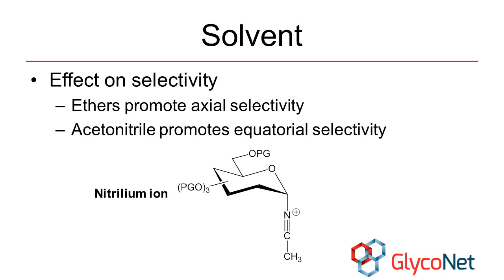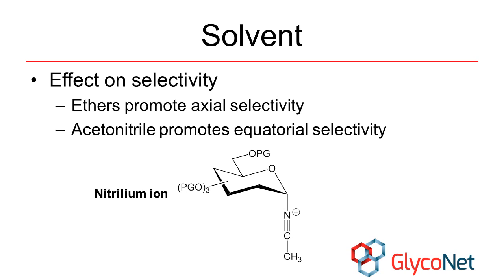Glycosylations are most often carried out in a moderately polar aprotic solvent, which helps to stabilize charged intermediates. The choice of solvent can affect the selectivity of the reaction. For instance, using an ether as the solvent or as a co-solvent will promote axial selectivity, while acetonitrile promotes equatorial selectivity.